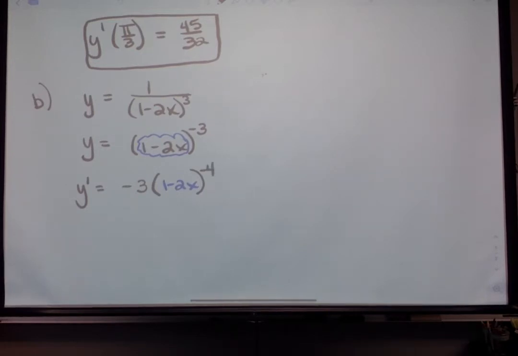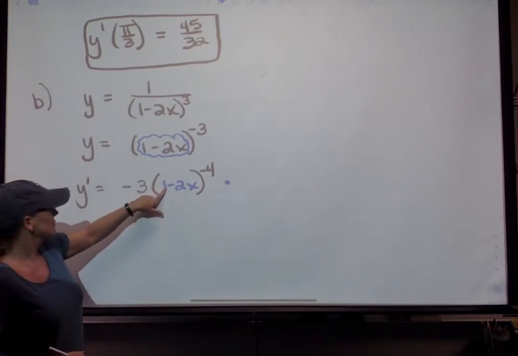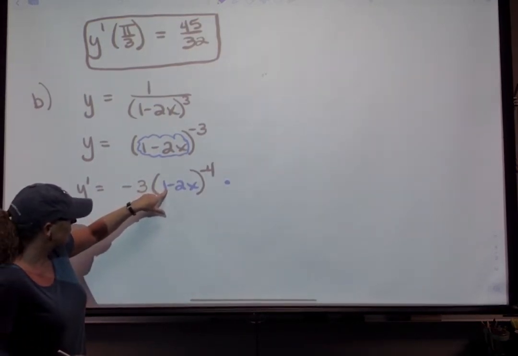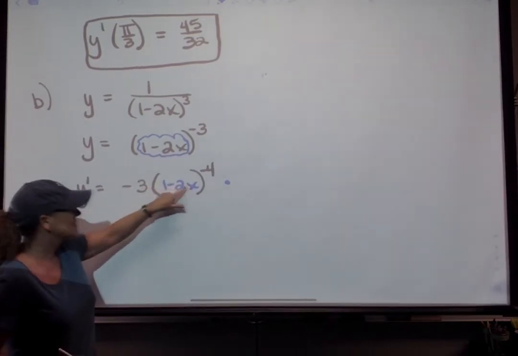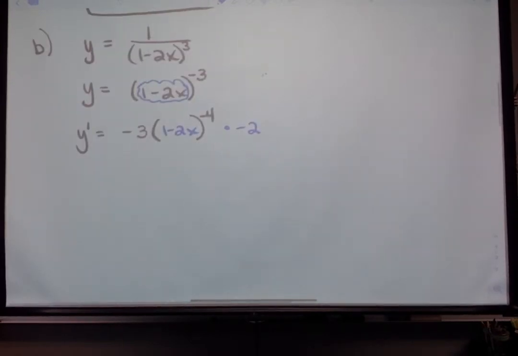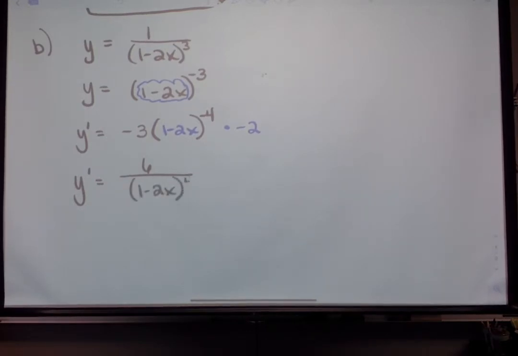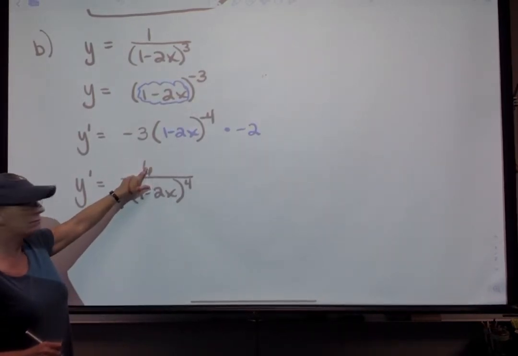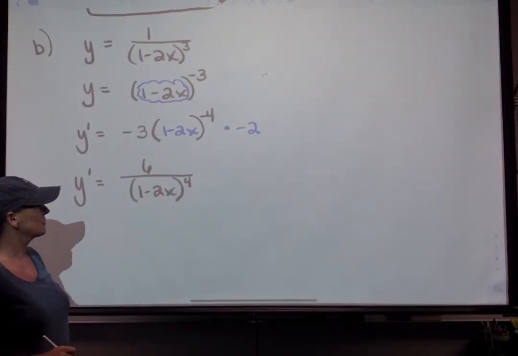Careful when you lower it by 1. And then multiply it times the derivative of the messy. So the derivative of a constant is 0. The derivative of negative 2x is negative 2. I got positive 6 over this quantity to the 4th.